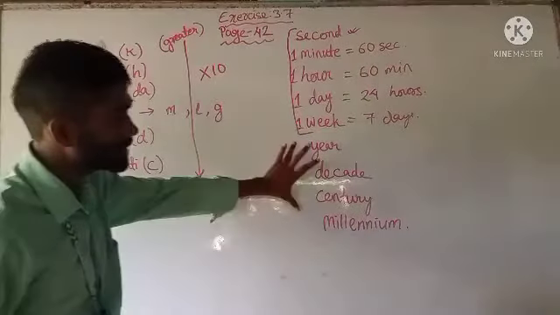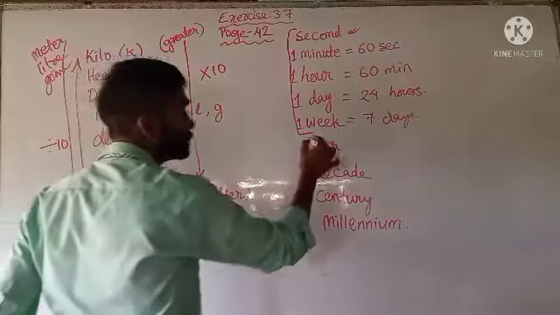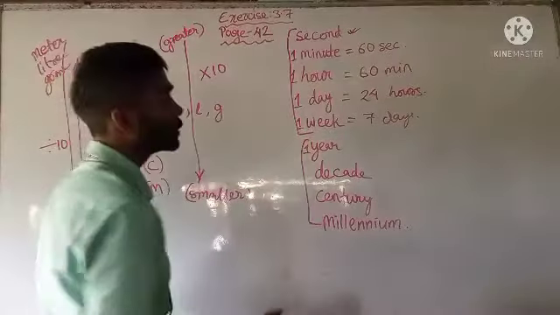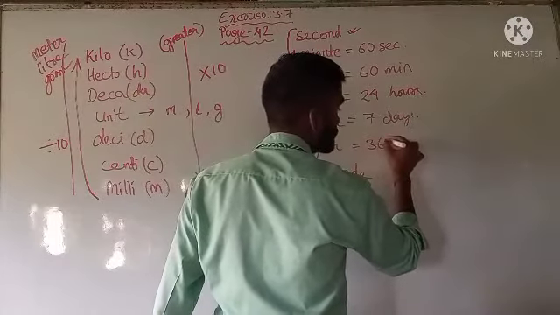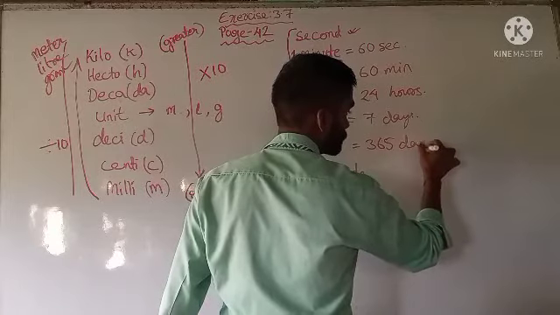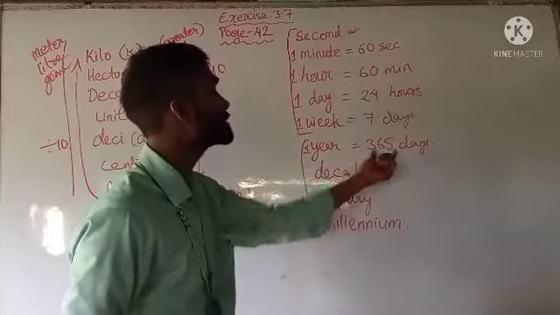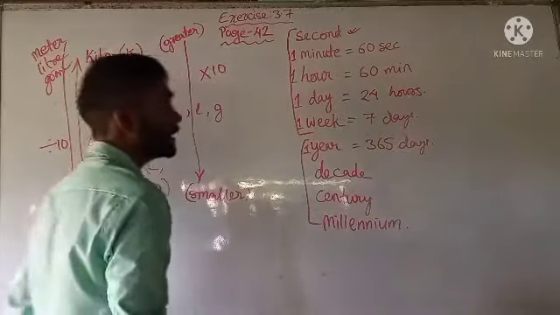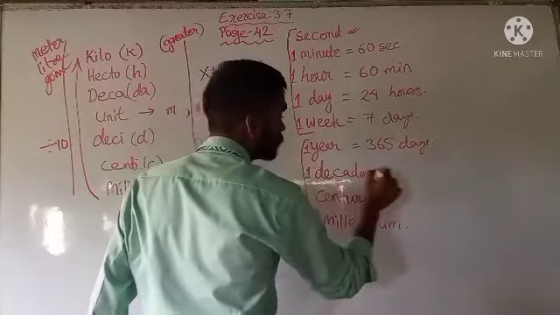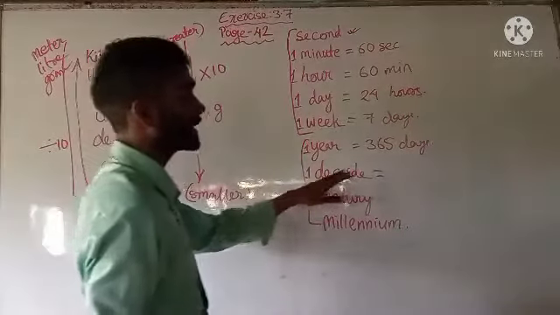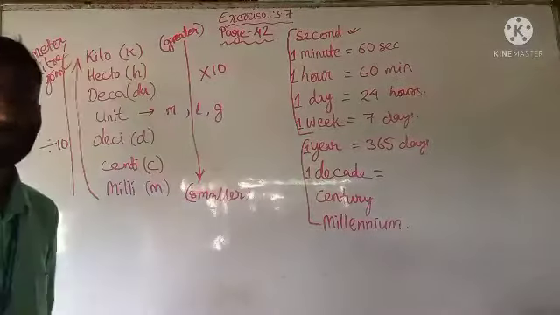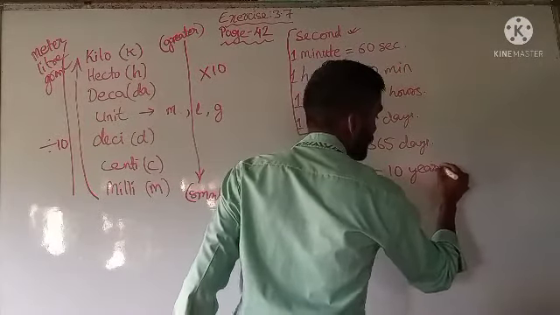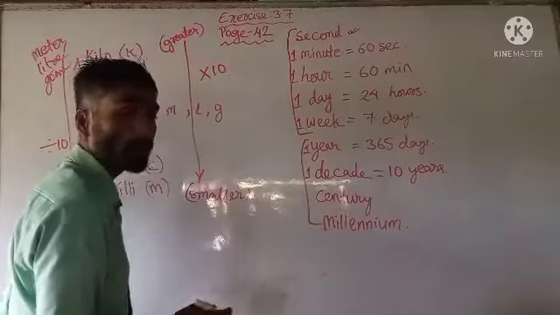Now, we'll discuss years in this next group, that is 1 year. 1 year is equal to 365 days. When we are converting year into days, we can convert in this way. That means 1 year is equal to 365 days. Now, 1 decade. What is meant by this decade? That means 10 years is equal to 1 decade.